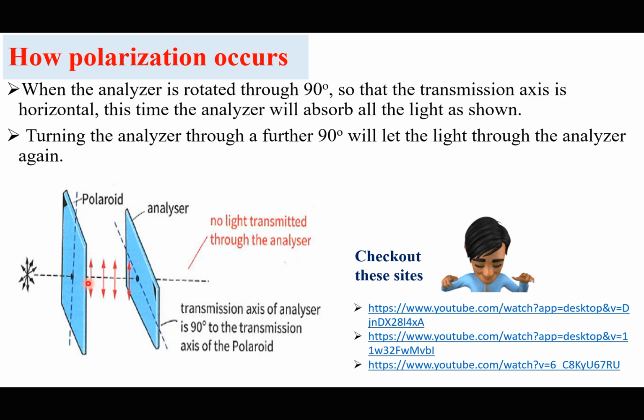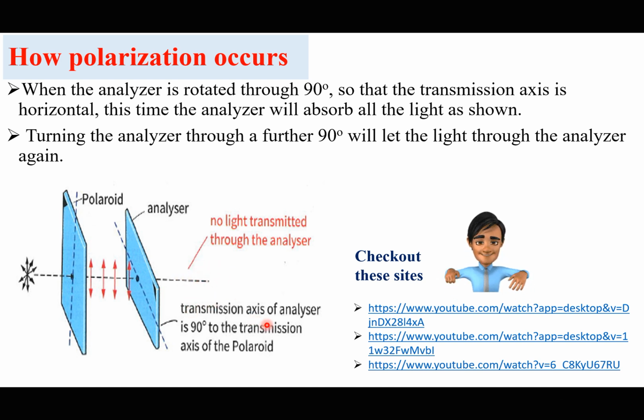Because now there is no component of the electric field parallel to the transmission axis, the electric field cannot go through the second polarizer, or the analyzer. Therefore, there will be no light transmitted here. There will be no light coming out of here.